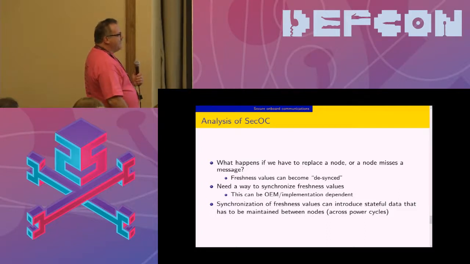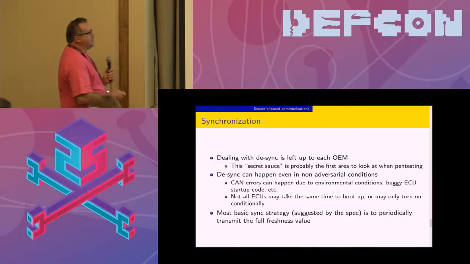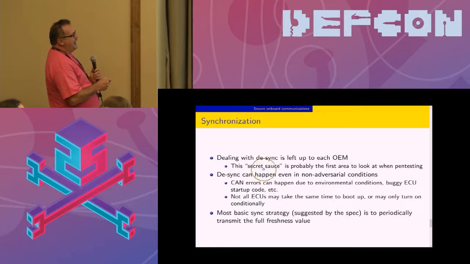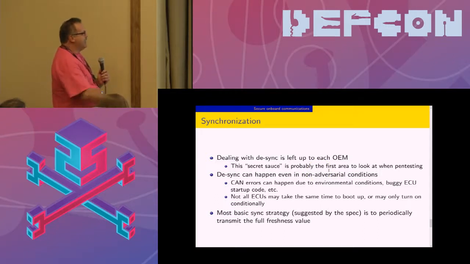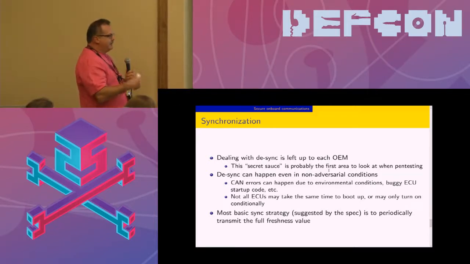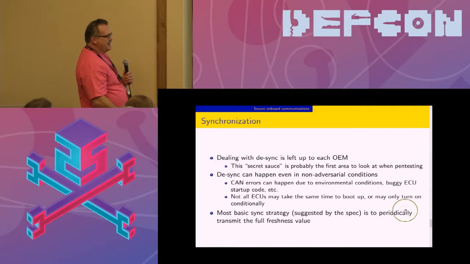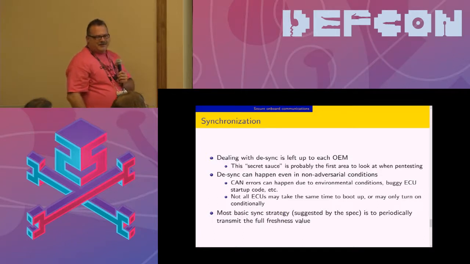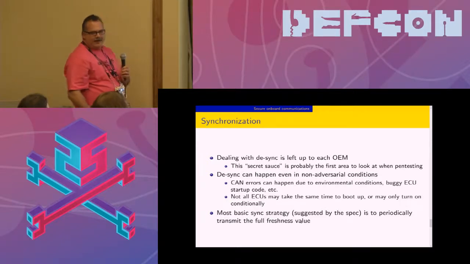Okay. So that actually turns out to be a pretty fair way for us to try to get in there. So the secret sauce, when you're doing your pen testing, trying to find the secret sauce: how are the ECUs resynchronizing their freshness counters? That's a good place to look, okay? And I already talked about how desyncing can possibly happen. Even when you're cranking a vehicle, certain things happen on the bus and things get out of sync. It just happens. So this right here, about periodically transmitting that full freshness value, if you're pen testing, I suggest you start looking at that. That's a good place to look. You just think, if I were them, the easiest thing for me to do would be to periodically transmit it, okay?